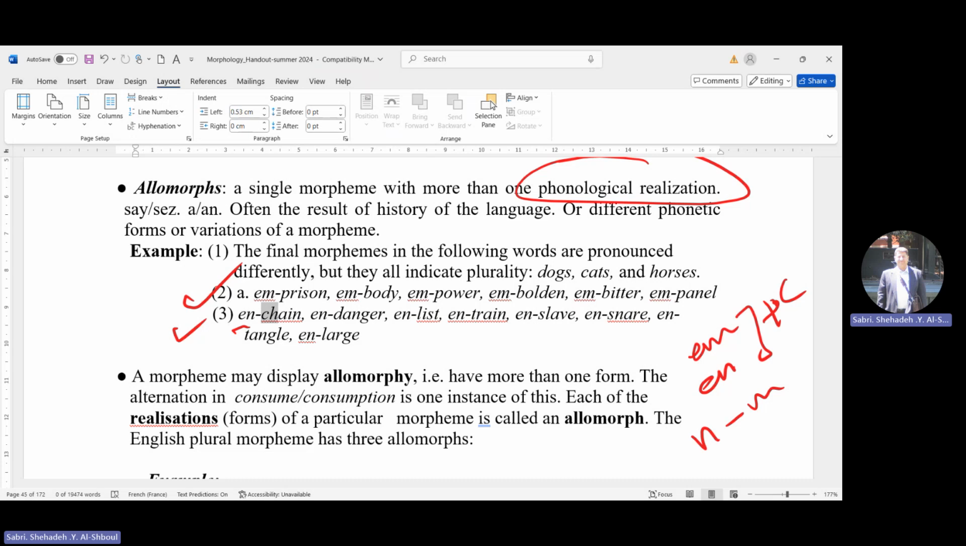So it is a ch, right? d, l, t, s, t, and l. So here in the elsewhere condition, it is n. So we can say that it is n that becomes m when it is followed by a bilabial sound, right? This is why we say that it is a kind of a single morpheme with more than one phonological realization.